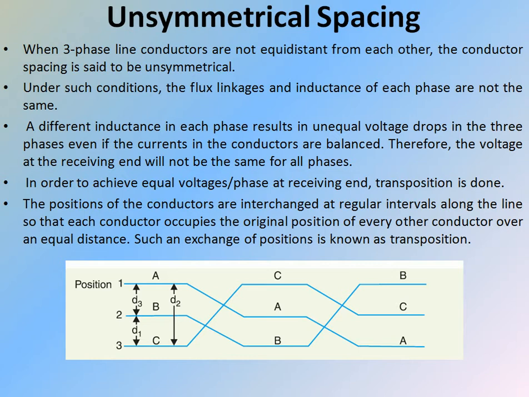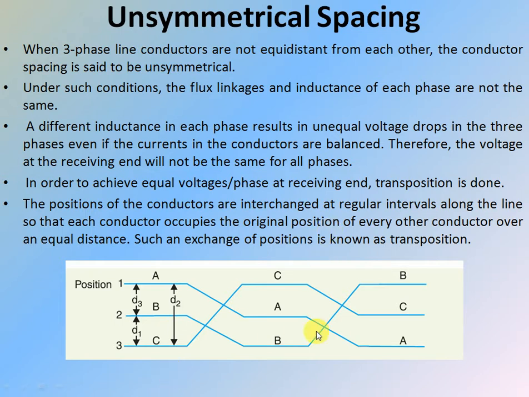This unequal voltage obtained at the receiving end is not actually a favorable condition. It is necessary to obtain the same voltage, that is equal phase voltages, at the receiving end. In order to achieve that, transposition is done under unsymmetrical condition. In transposition, we interchange the position of each conductor at regular intervals in such a way that each conductor will occupy the original position of the other over an equal distance. This exchange of position is said to be transposition.